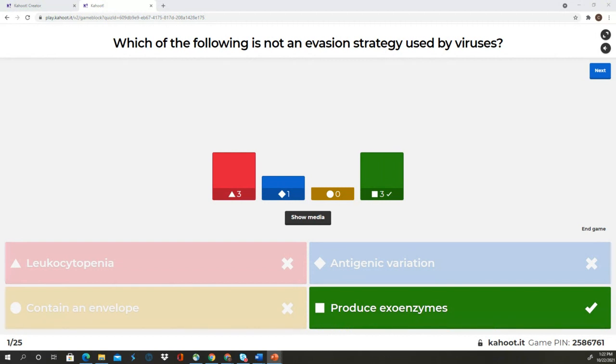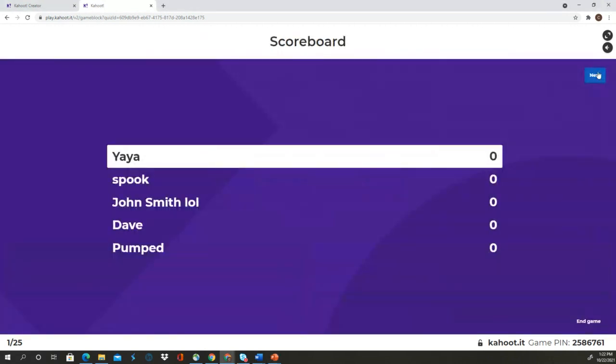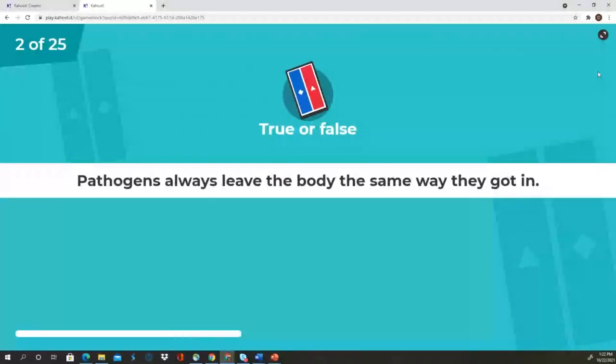Leukocytopenia is going to be where some viruses actually target T cells and other immune cells so that they can't activate B cells to make antibodies. Antigenic variation is going to be where they change up the structures on their surface, and that's commonly used by multiple types of pathogens. Which one did I skip? Oh, I think that's all of them. So make sure we review our evasion strategies as separating bacteria from viruses.